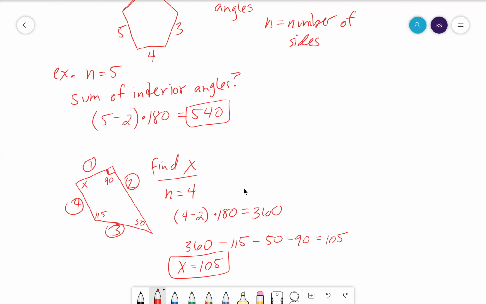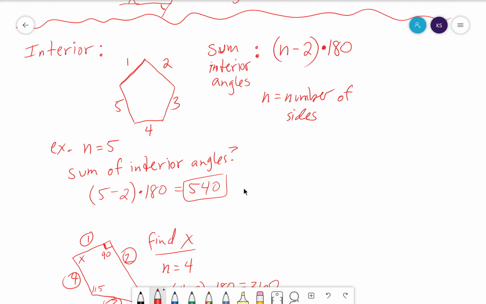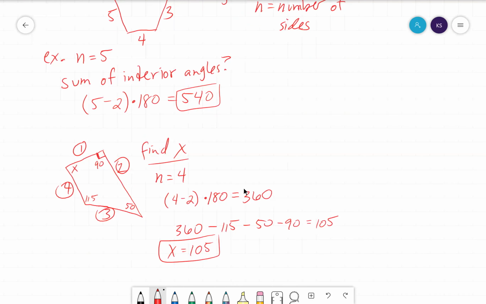So these two types of problems, the one where you're just plugging into the formula like normal, and then this one where you have to find one angle like this, those are the two kinds of problems that you will need to be able to do on this week's quizzes.